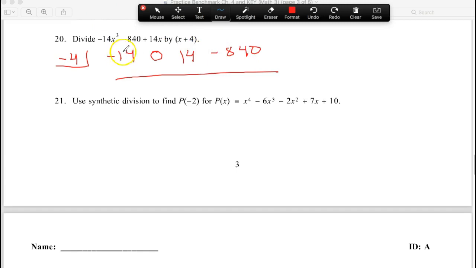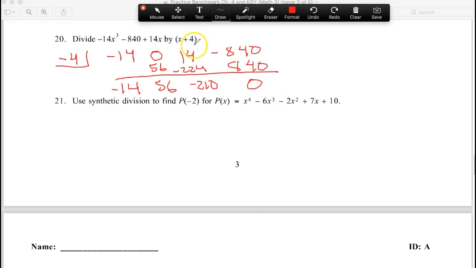All right, with synthetic division, I bring down my first term. I multiply it by this, so I'm going to go, let's see, 4 times negative 14 is going to give me positive 56. Then I add down, 56. 56 times negative 4 gives me negative 224. And I add down, and it's going to give me negative 210. Negative 210 times negative 4 is going to give me actually positive 840. So this is a factor of this. Add down, I get 0.